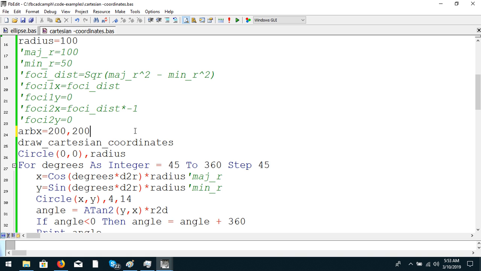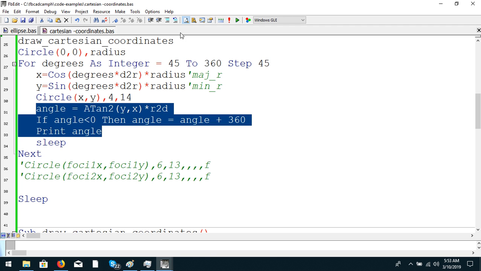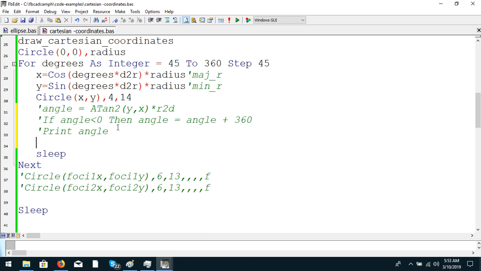And I will draw a line every time, let me just comment these things out real quick. Comment. I will draw a line from xy to arbitrary xy. So line from x comma y, which is a point on the circle, to arbitrary x comma arbitrary y. And let's see how that goes real quick.